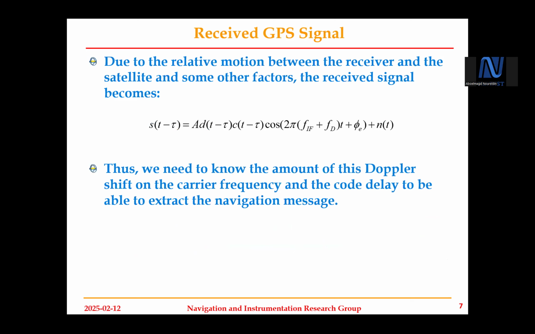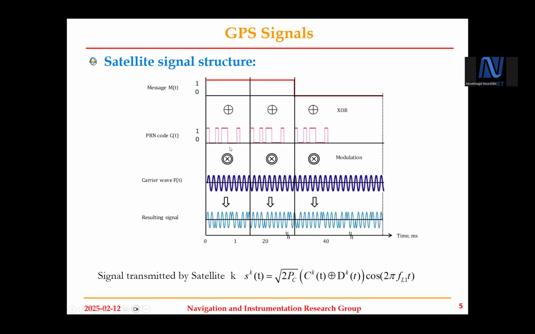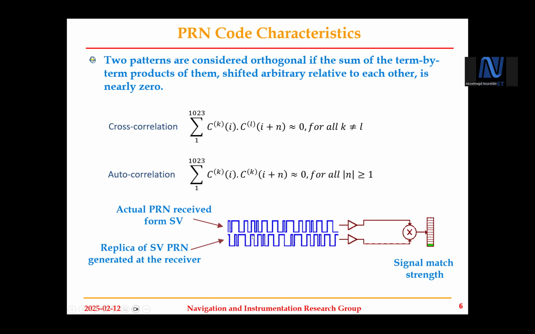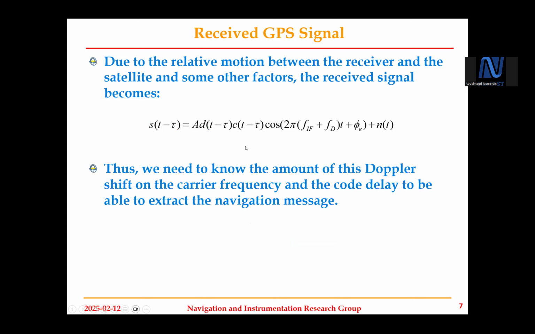GPS signals, we know that they are delayed due to propagation time, right? But they are also shifted in frequency due to Doppler. We mentioned this before. So this was the transmitted signal structure. But look at the received signal structure here. You will see the delay. This is supposed to be the navigation message, bit D of t, delayed by the propagation time tau. This applies to the code as well, and the carrier will be shifted in frequency by the Doppler amount.